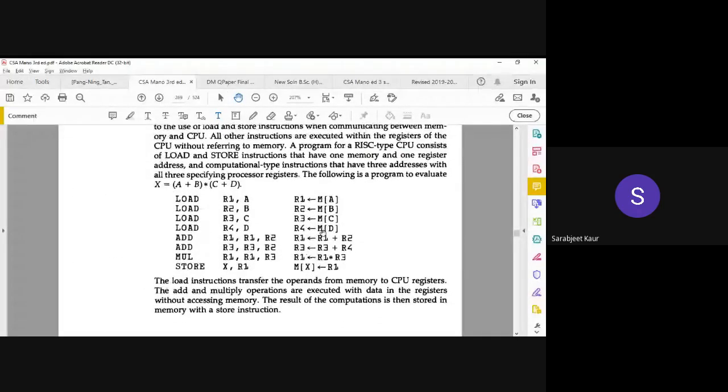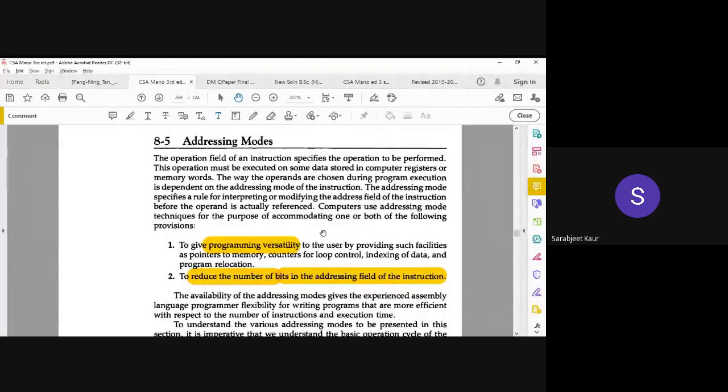Now, let us look at the next topic, that is addressing mode. Why do we first of all use addressing modes at all? The first thing is that addressing modes allow a programmer to use concepts such as pointers, or the things that you already see in your high level languages, such as counters or for loops or while loops. In assembly language or machine language we don't have all these things, right?